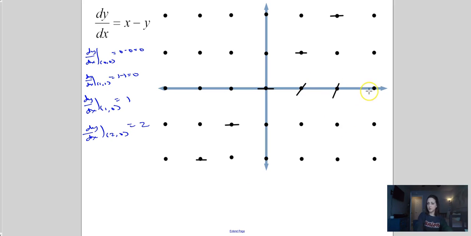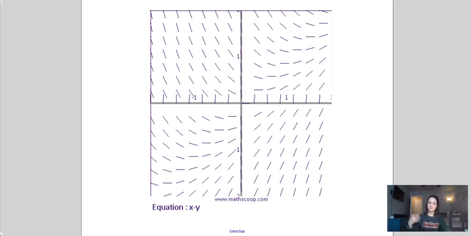Okay, I should be getting more steep, and this is going to be 3, right? So that should be even steeper. Okay, so we just draw little line segments that have the correct slope at each dot, okay? When you fill it all in, which technology helps, it looks something like this. And so you can see that slope fields are very useful in predicting weather and other chaotic systems.